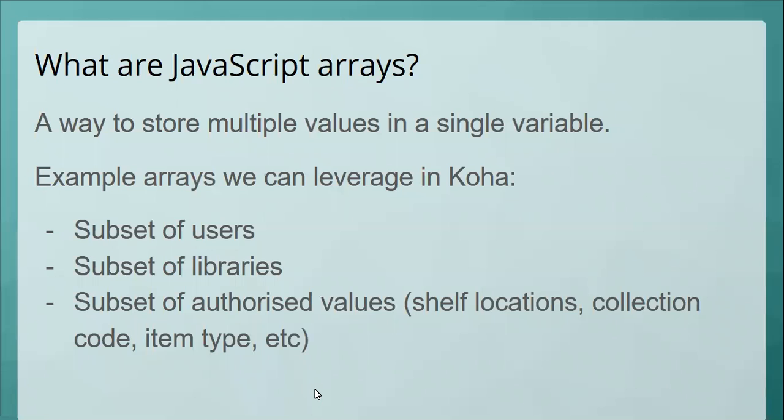Okay, so what are JavaScript arrays? They're basically a way to store a bunch of different values in a single variable. Some examples of ways I've used arrays: I have arrays with just users, so I can filter customization by user. I can do it by library using the logged in branch. And I also have one that uses shelf locations and collection codes where they interact with each other.